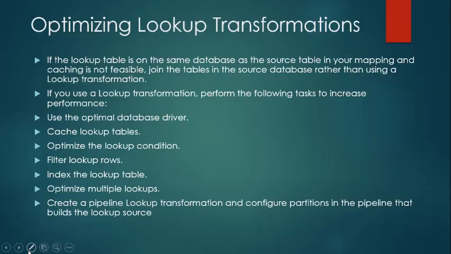So, in optimizing the lookup transformations, if the lookup table is in the same database, let's suppose your lookup uses the same data source, like Oracle or SQL Server, and caching is not feasible, then join the table in the source database rather than using the lookup. Why is it suggesting this?